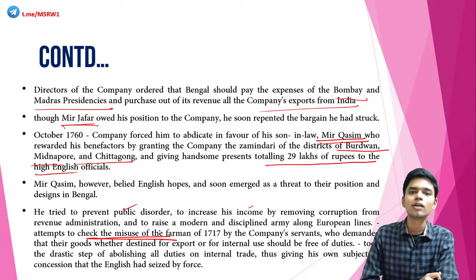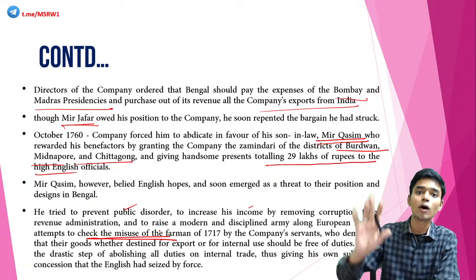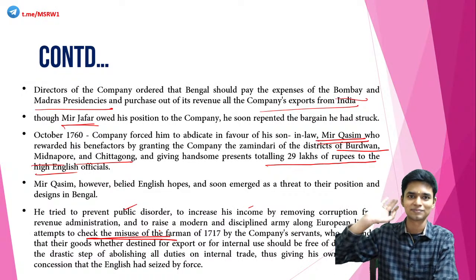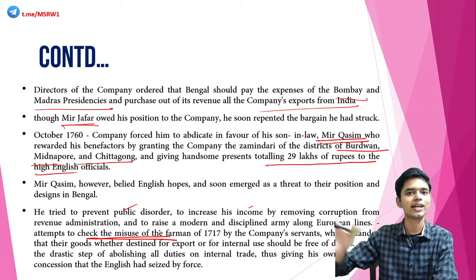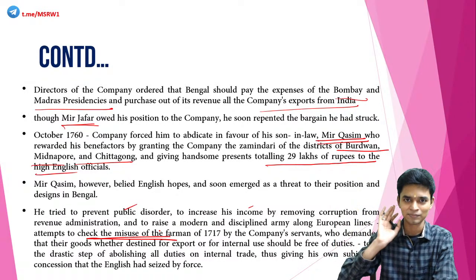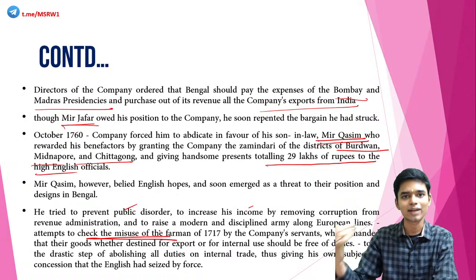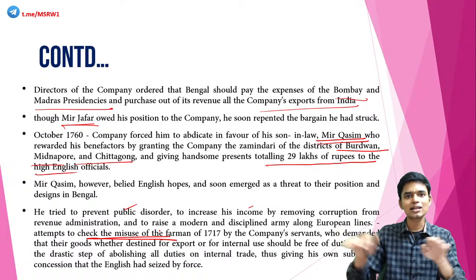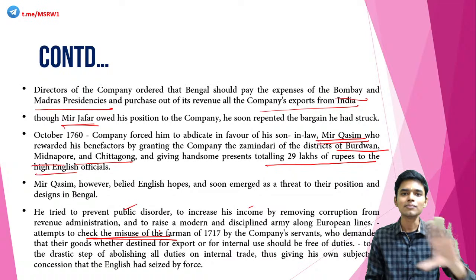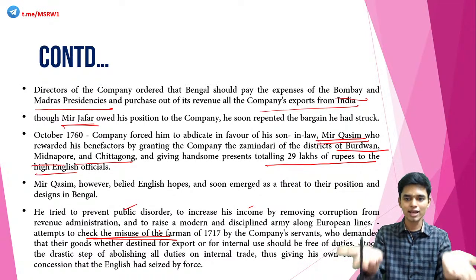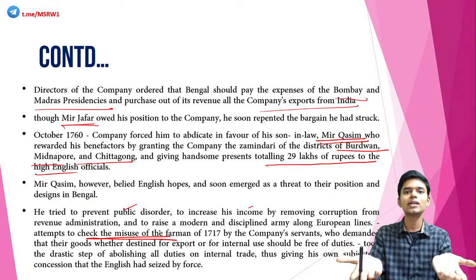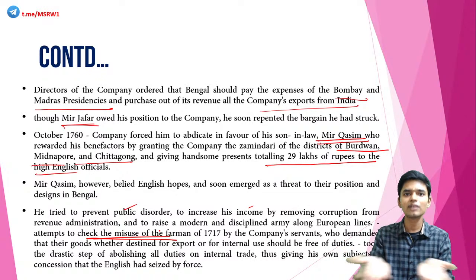Finally, what did Mir Qasim do now? He abolished tax throughout Bengal. Earlier, the British East India Company was allowed to trade in Bengal without paying taxes. Correct? But Indians had to pay taxes. So in order to create a level playing field, Mir Qasim abolished taxes for Indians also. So nobody has to pay tax. Now Indians and Europeans can compete on a level field.